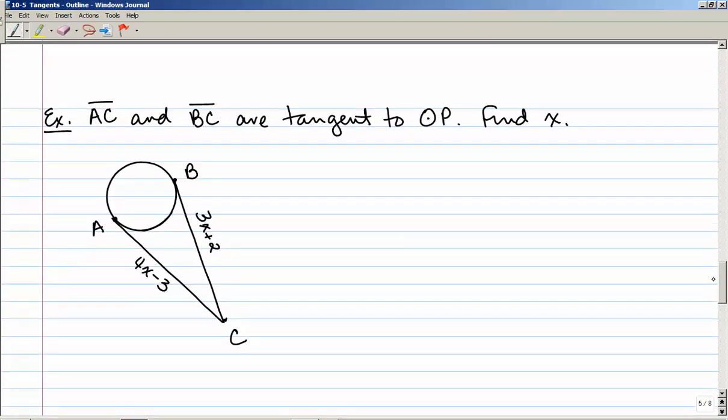Let's try an example with that theorem. So it's given that AC and BC are tangent to circle P, and we need to find x. Well, I know that AC and BC are going to be congruent since they are both tangent to the circle and they intersect at a point outside the circle. So I can say 4x minus 3 equals 3x plus 2, or x equals 5.